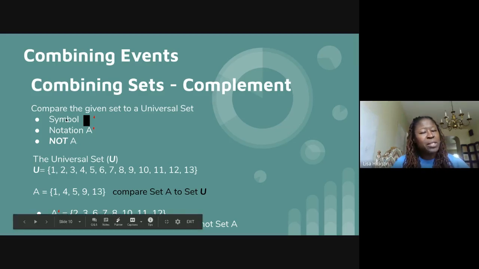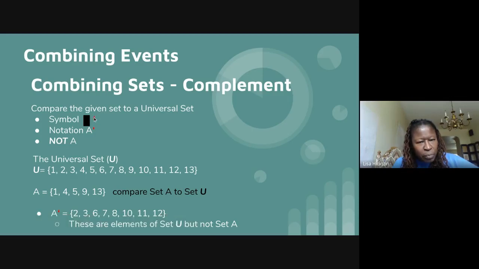Okay, so the symbol for the complement is this little symbol. Okay, so the notation, you would have the name of the set, and then this little mark here, it's an apostrophe, means not. So not A. So when you have a complement, you are comparing the set they are talking about to the universal set that you were given. So for us, the universal set we are calling U, and it is the numbers from 1 to 13.